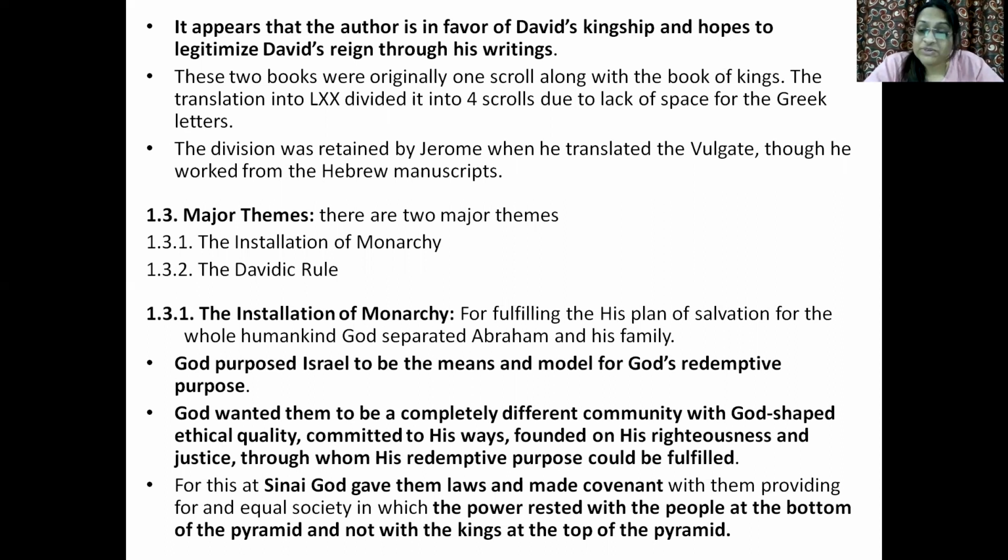Okay, so what was God's purpose through it all? From Abraham there was a lineage, and a group of people came out from them, the descendants of Abraham. So what was the purpose of God for them as a nation? God's purpose for Israel was to be the means and the model of God's redemptive purpose. God wanted to use Israel as a model for his redemptive purpose for the whole world, for all the nations.